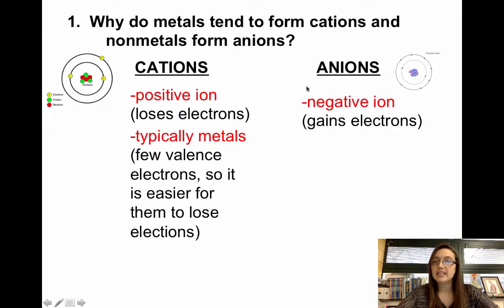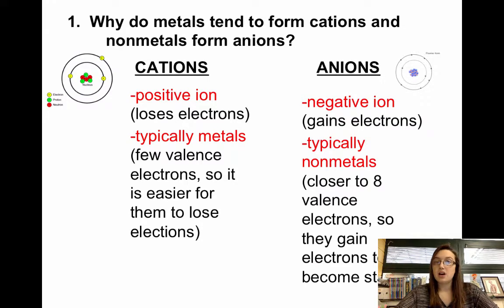So now if we look at anions, our anions are the negative ions, and in order to be a negative ion, it will gain electrons, because again, electrons are negative. So you're gaining negative, it's becoming more negative. These are our nonmetals, because nonmetals usually have 5, 6, 7, or 8 valence electrons, which means those numbers are closer to 8, and nonmetals will gain electrons. So our nonmetals are the anions that are negative. Our metals are the cations, which are positive.